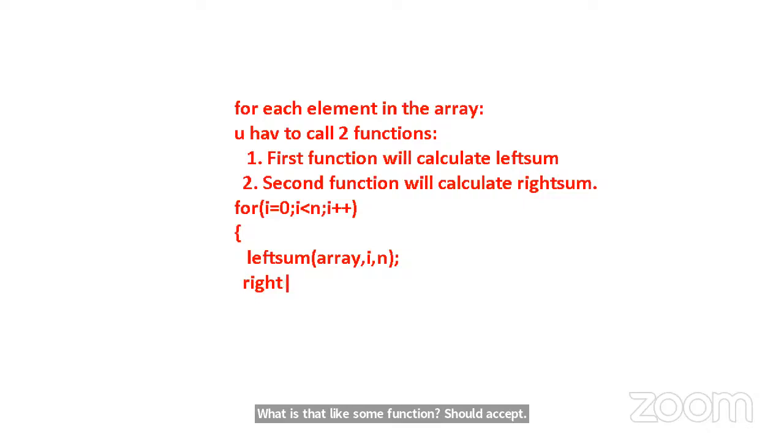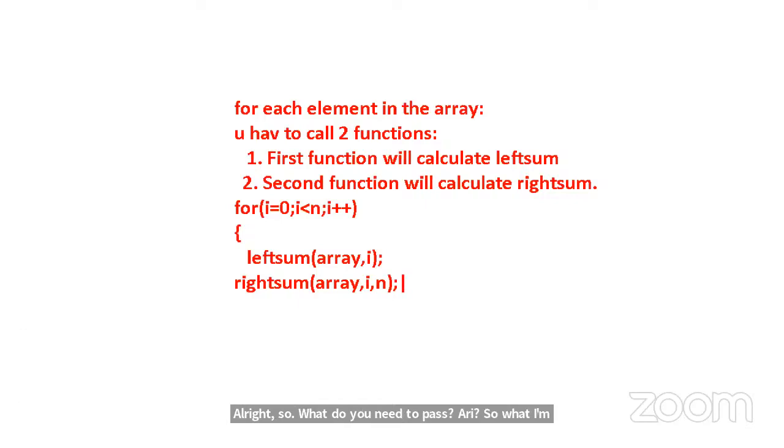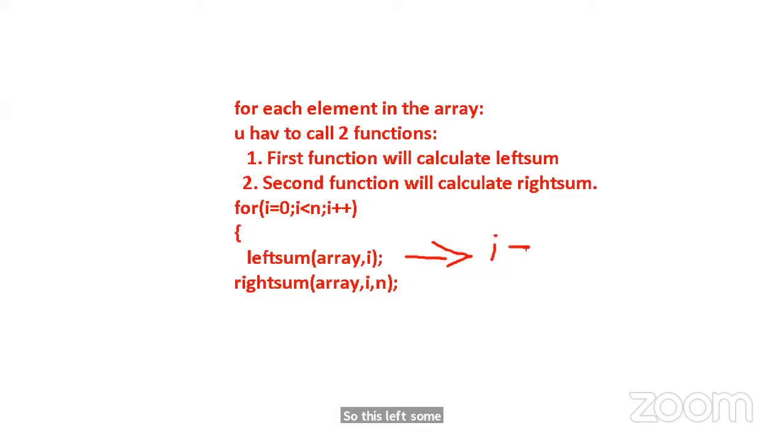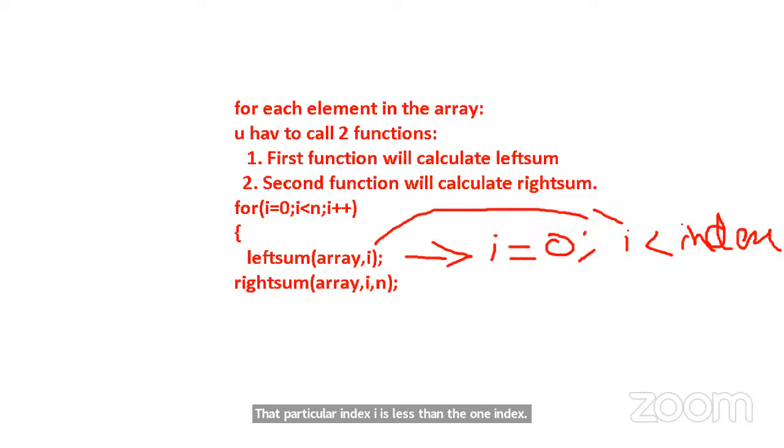For left sum, you have to pass the array and up to index I. For right sum, what do you need to pass? Array, I, n. What I'm trying to do here is, left sum will go up to that particular index, whatever index I've given. This left sum will calculate the sum of the elements from I equal to 0 up to that particular index, where I is less than the given index, whatever we are passing from here, correct?